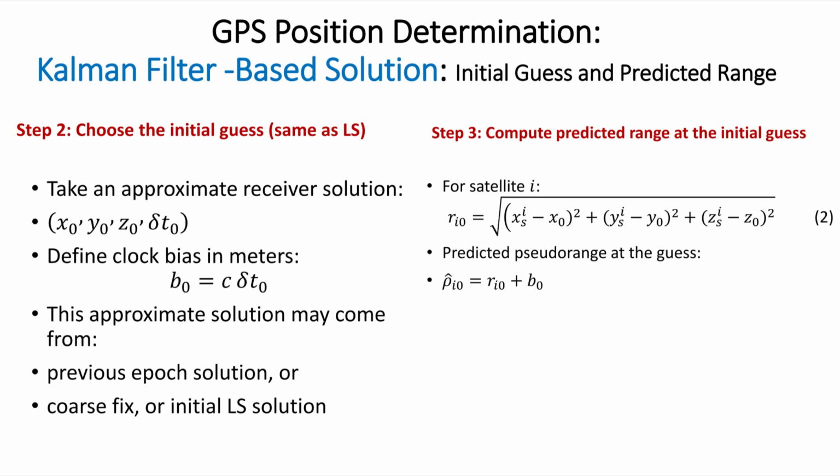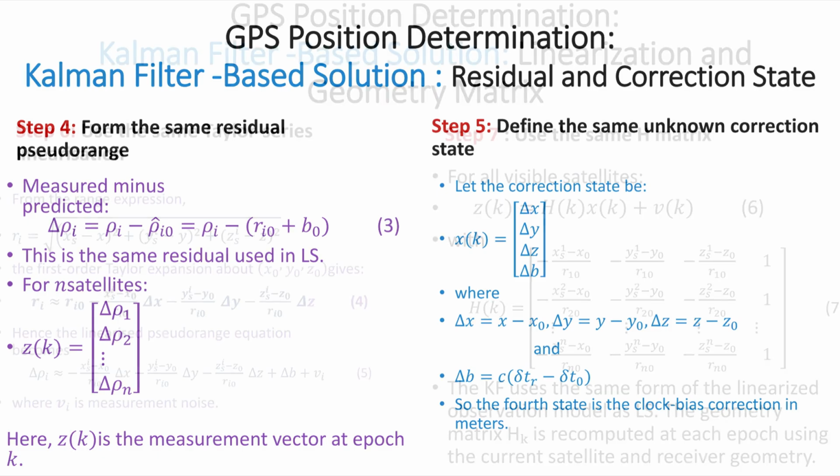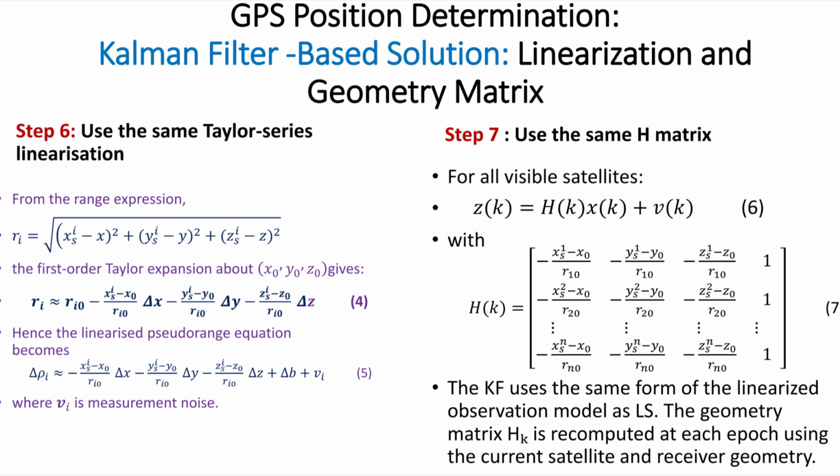Using this estimate, the predicted range and predicted pseudorange are calculated for each satellite. Next, the residual pseudorange is obtained by subtracting the predicted pseudorange from the measured pseudorange. The unknown correction state contains corrections to the receiver's X, Y, and Z coordinates, together with the receiver clock bias correction. The nonlinear range equation is linearized using a first-order Taylor series expansion. This gives the linear observation model.